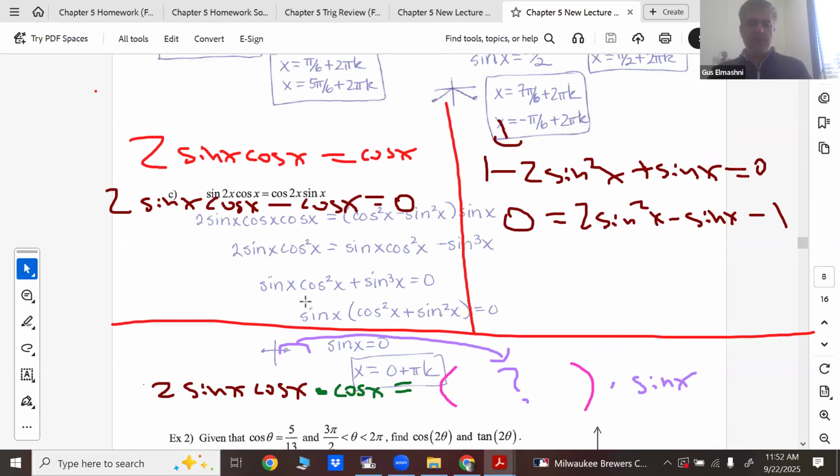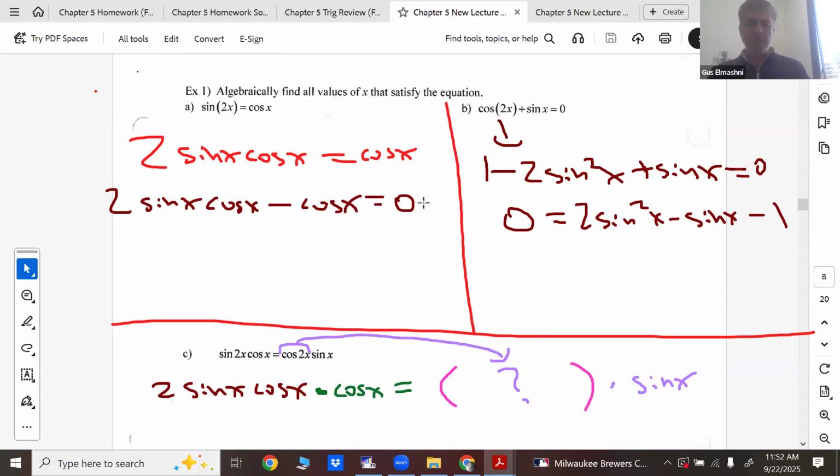Actually, for part C, I don't think it'll matter which one you choose. I don't think it'll matter, but I'll let you choose anyway. Okay, I'll give you guys about 3 or 4 minutes, then we'll move on to more notes.